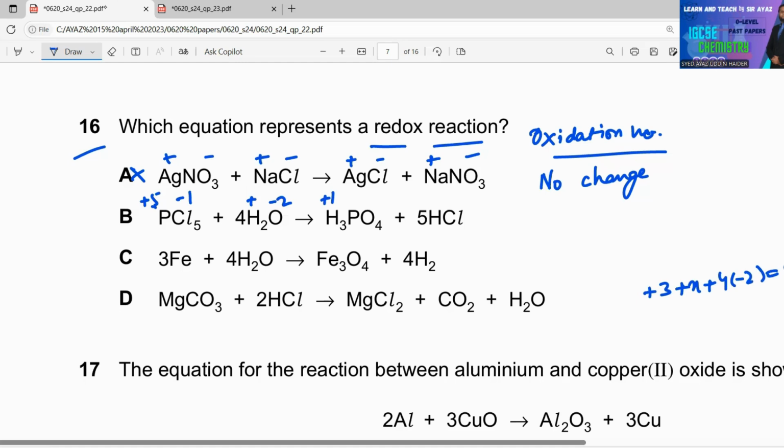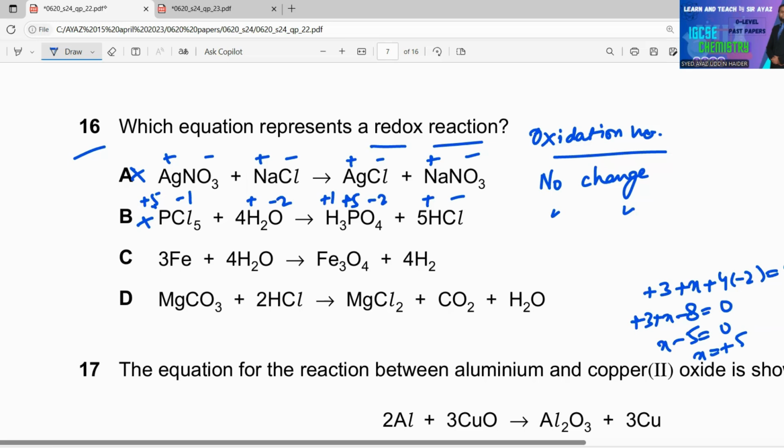Solving this, what will we get? We will get plus 3 plus X minus 8 is equal to 0, or X minus 5 is equal to 0, or X is equal to plus 5. So it means it's carrying plus 5 here. Oxygen minus 2. What about the charge on H and Cl in HCl? H, again, will carry plus charge, Cl carrying minus charge. So there isn't any change in the oxidation number here also. So it's also not a redox reaction.